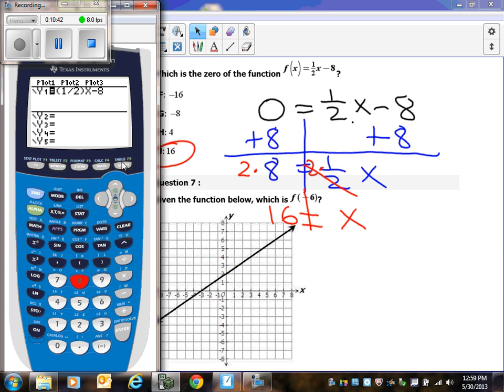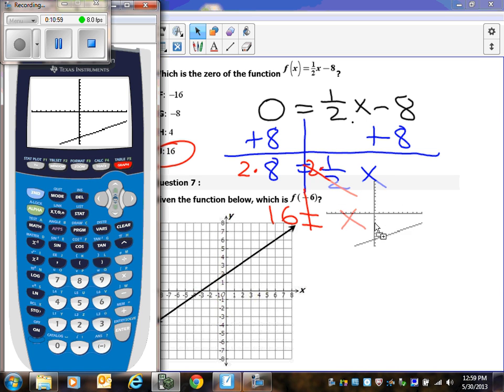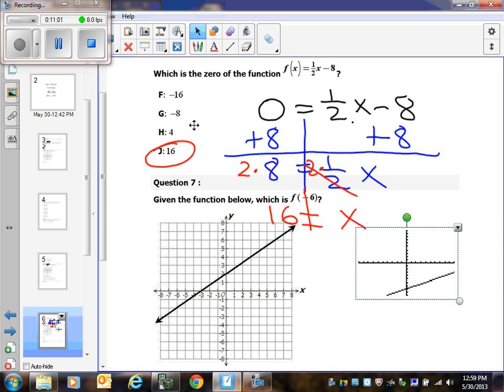So when they are asking us for the zero, they're also really just asking us, what is the x-intercept? Where does this graph cross the x-axis? Now, looking at this, I can't see where it crosses the x-axis. But one thing we do know is that it's sure enough crossing the x-axis somewhere over here past 10. So the only reasonable choice that you have left here is 16.